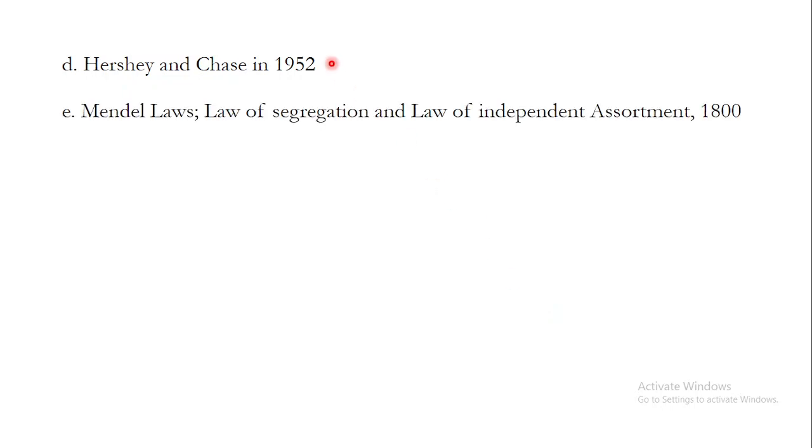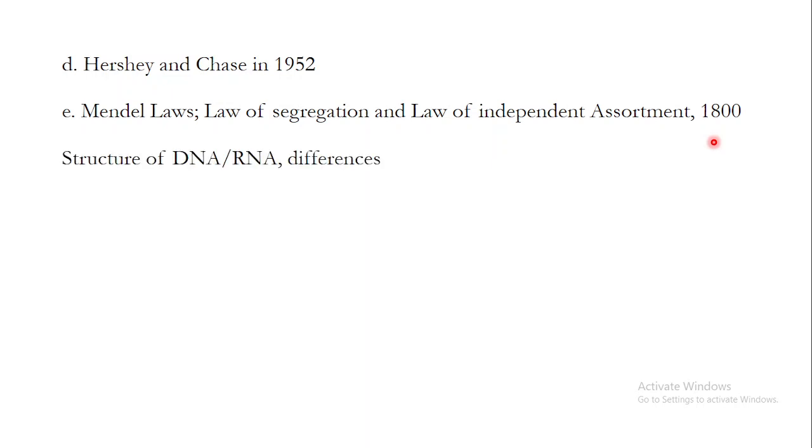After that, we'll be focusing on the Mendel laws, like the Mendel law of segregation and the law of independent assortment, which were discovered in the 1800s, like 1860, 1870. Why I am discussing the Mendel laws after the experiments of Griffith, Avery, MacLeod, or Hershey is just to give you the importance of the work that Mendel performed, and that is why he is called the father of genetics. So we'll be discussing this after the experiments of Griffith, Avery, MacLeod, and Hershey and Chase.